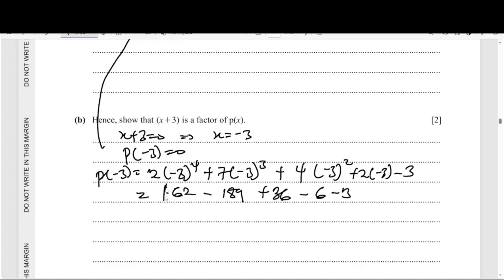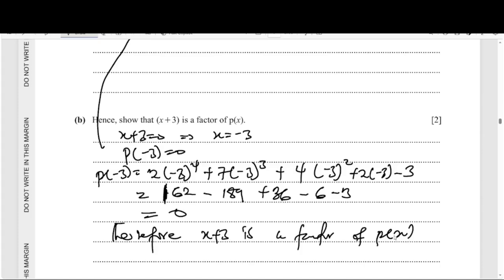Then you solve all these things and then you have everything is equal to 0. So therefore x plus 3 is a factor of p of x, since p of negative 3 is equal to 0. That's our solution.